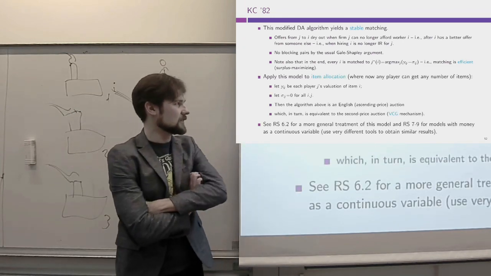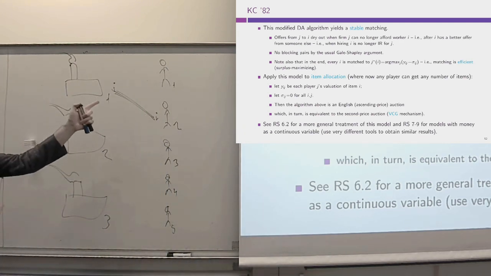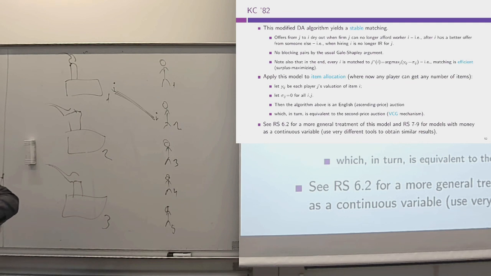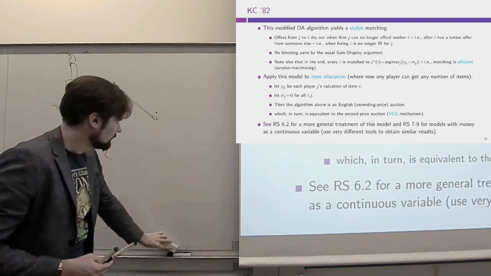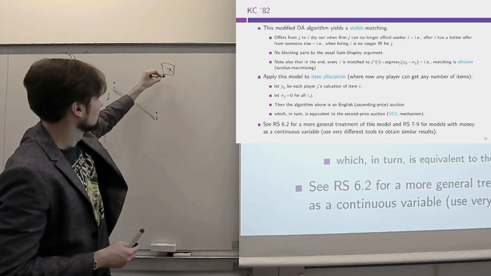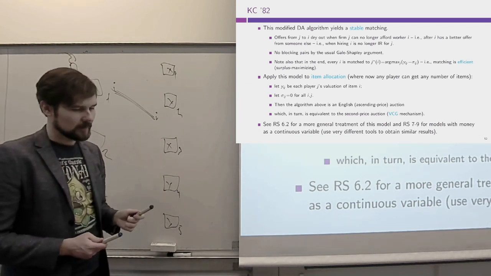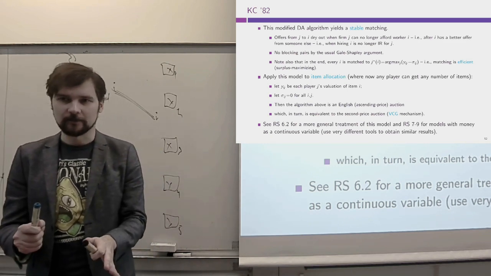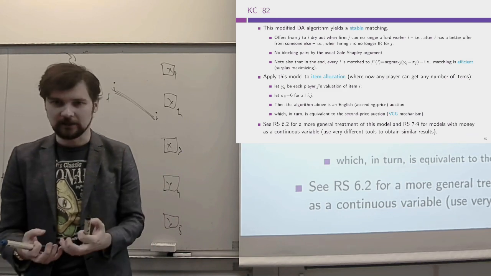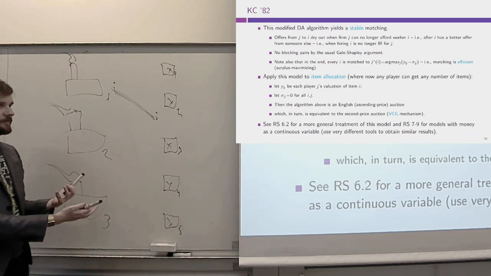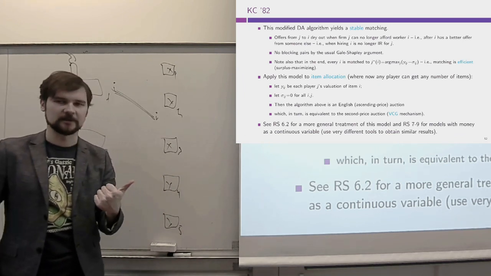So let's try to take this algorithm and apply it to the problem of item allocation. Meaning we need to modify this model in such a way that these are not workers, but these are items. And these can be firms or people or whoever you want. So now it's not exactly the same item allocation problem that we had before, because we are now looking at many-to-one matchings. So we allow one person to get many items, but it's basically a multi-unit auction that we're running now. So one difference is that every person can have many items.